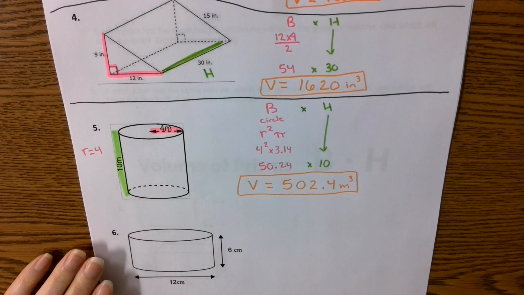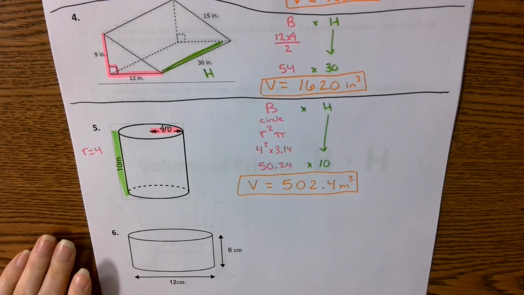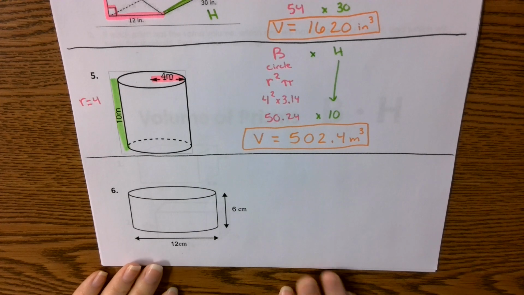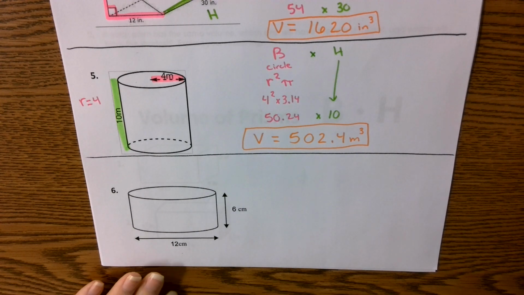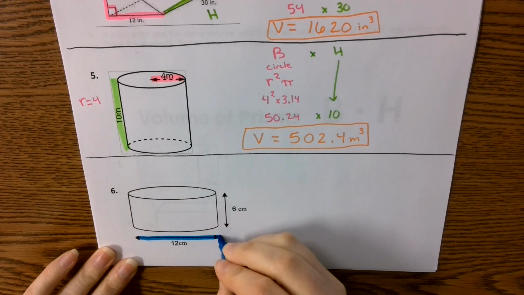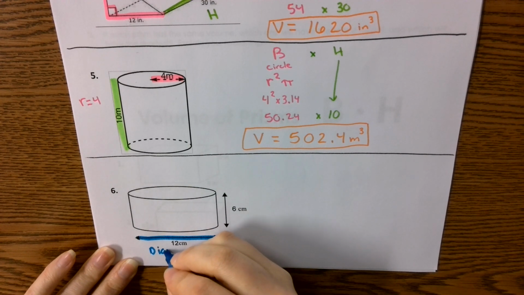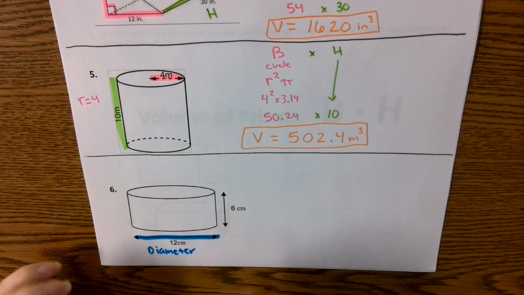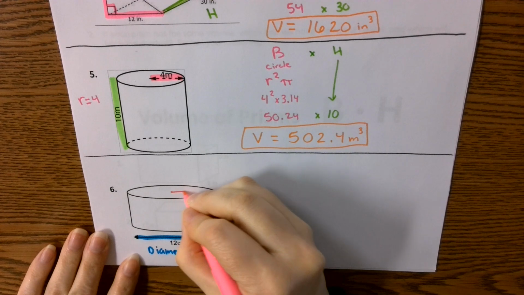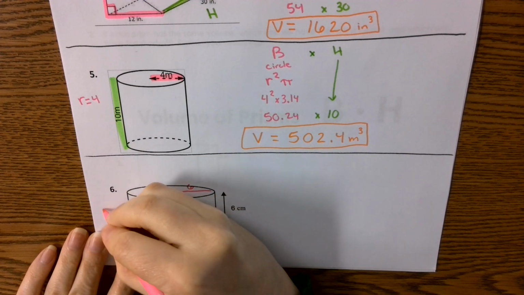Do problem 6 quickly. So for this problem, again, we need to know what the radius is going to be. Did they give us the radius in this problem? No, they gave us the diameter, right? That 12 is going to represent the diameter. So what's the radius going to be? 6, right? The radius is going to be half of the diameter. So the radius in this case is going to be equal to 6.